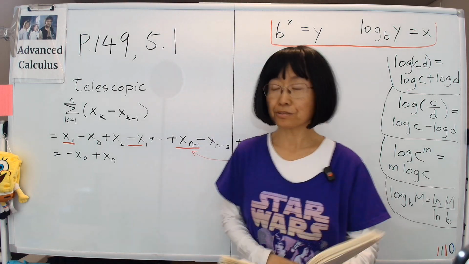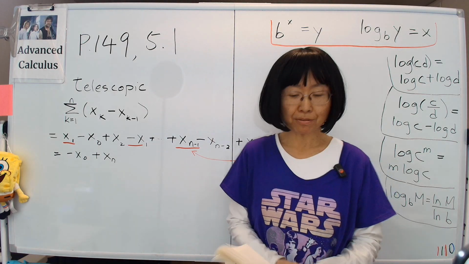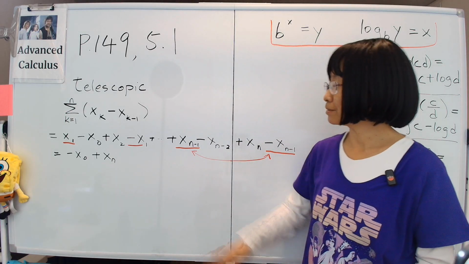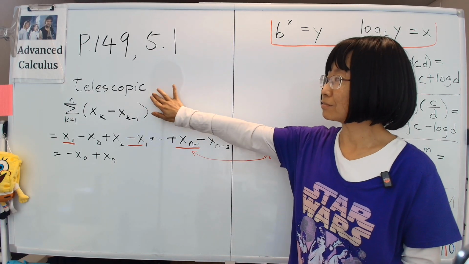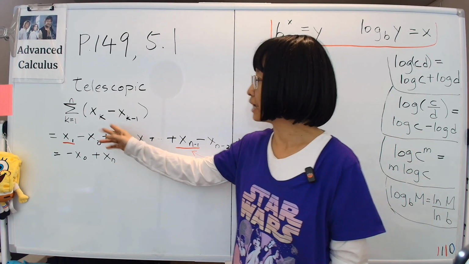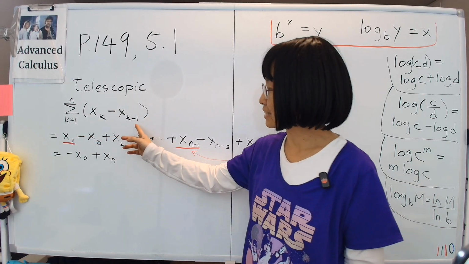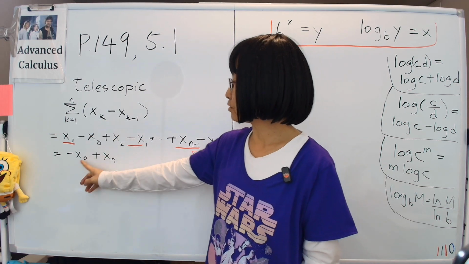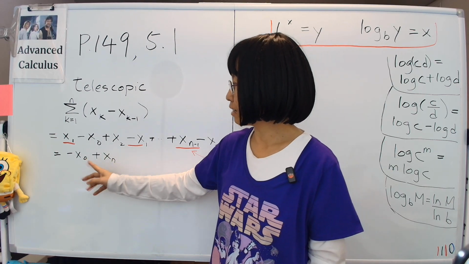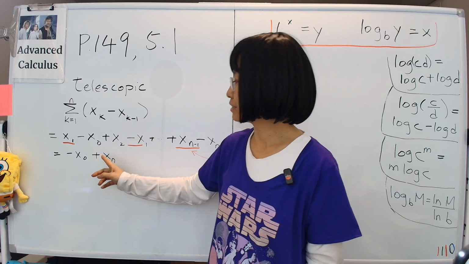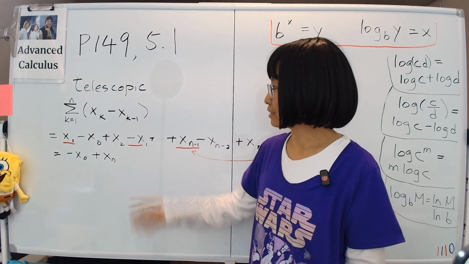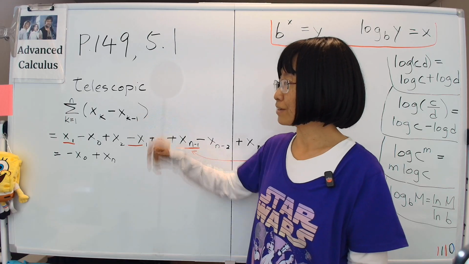Today we are going to do chapter 5.1 on page 149. Before I start, I want to remind you what the word telescopic means when it comes to a sum like this. When you add up a sum like this, it will end up equal to the last term subtracted by the first term, and that is the entire sum. It doesn't matter if n is a million.